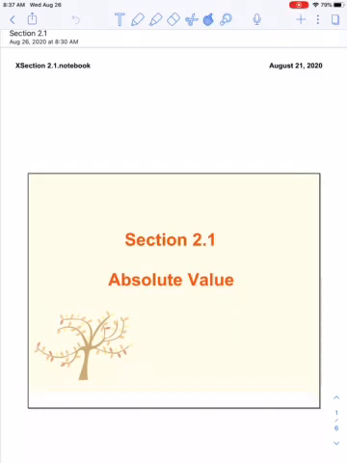Hi guys, we are going to start chapter 2. Chapter 2, we're only going to do 3 sections, so it's going to be super short, and the notes themselves aren't that long either. So we are going to start into one with absolute value.